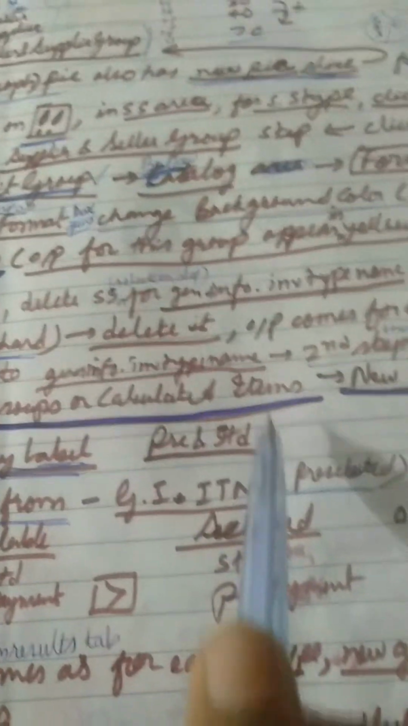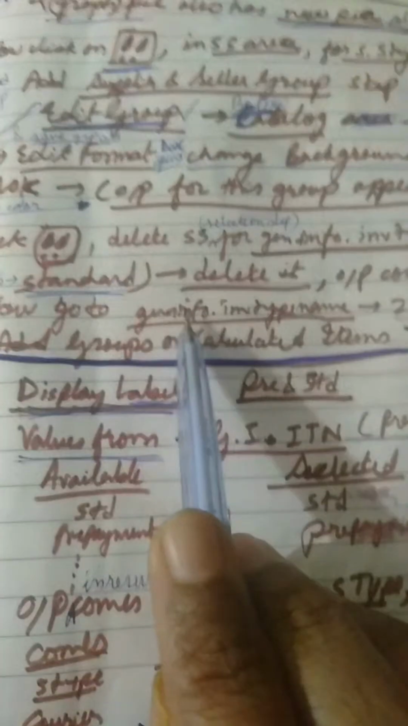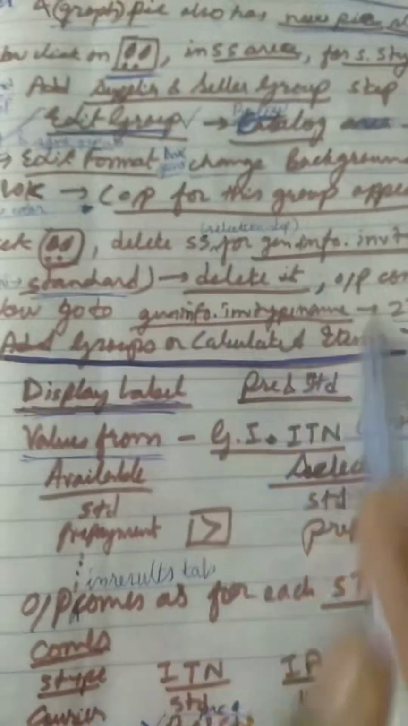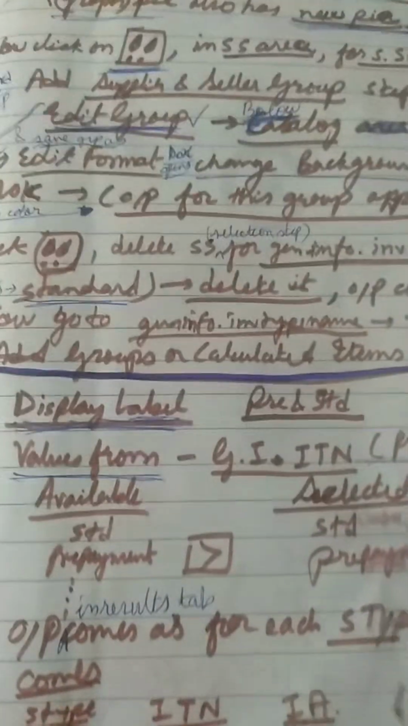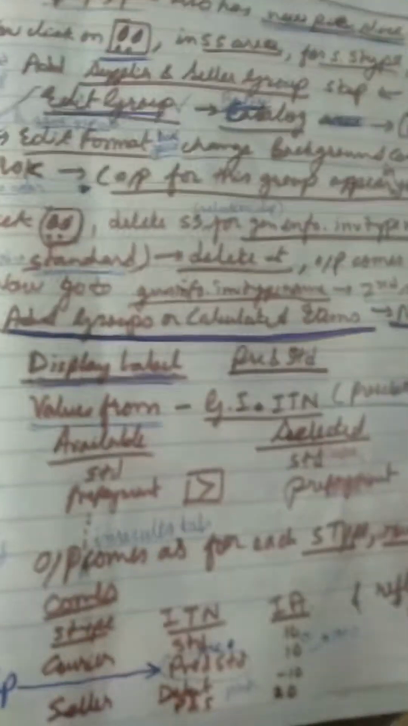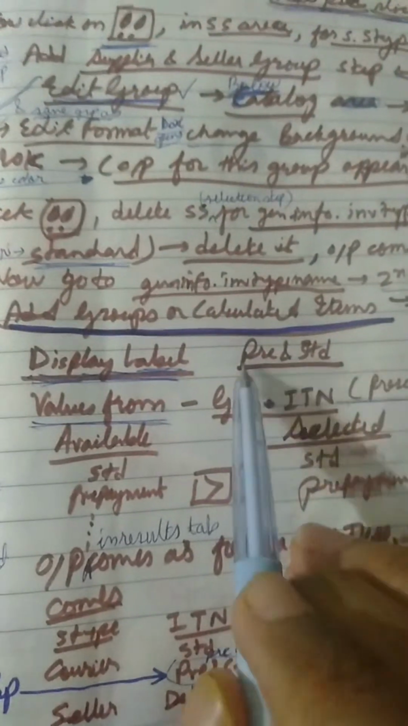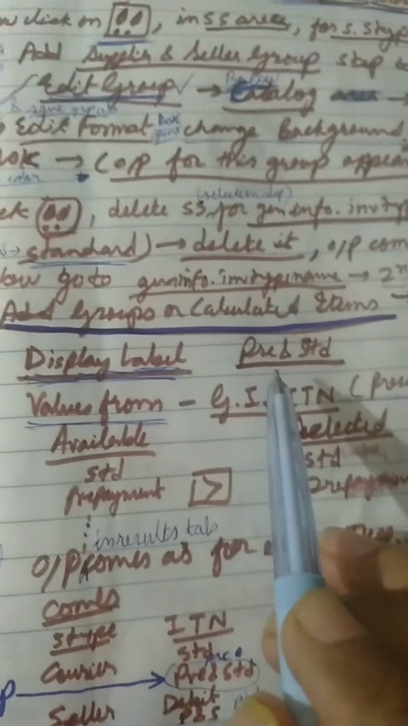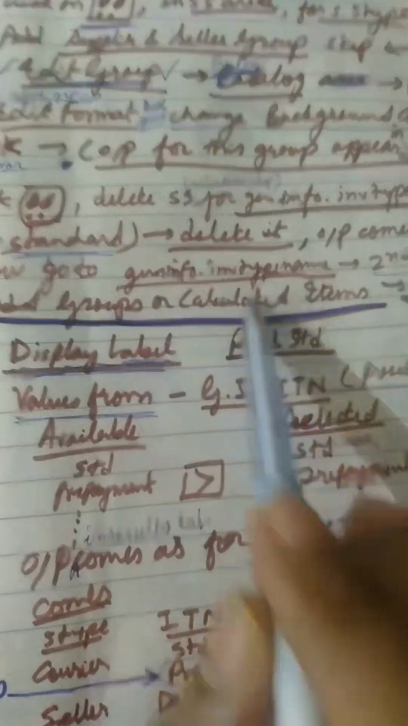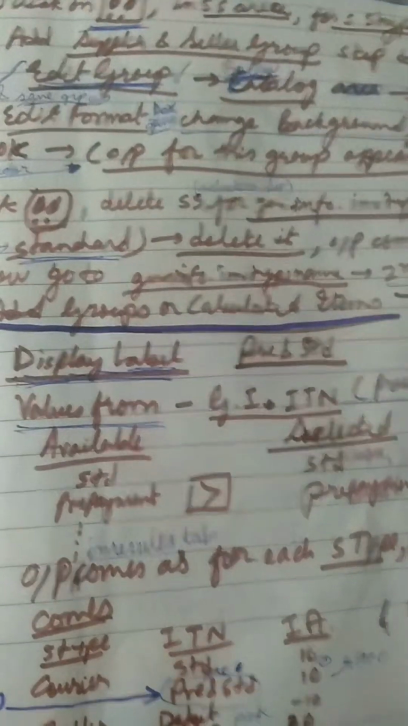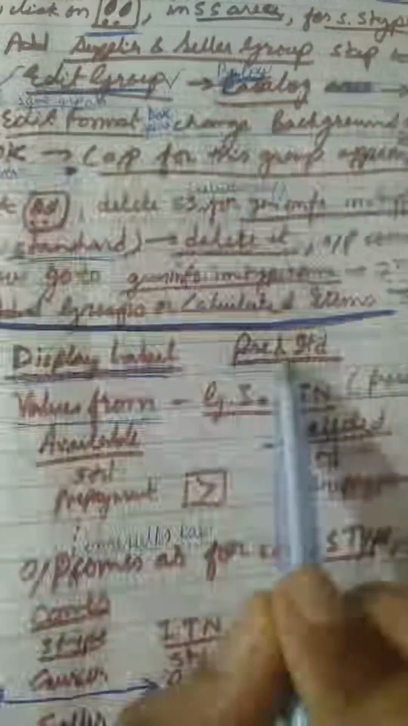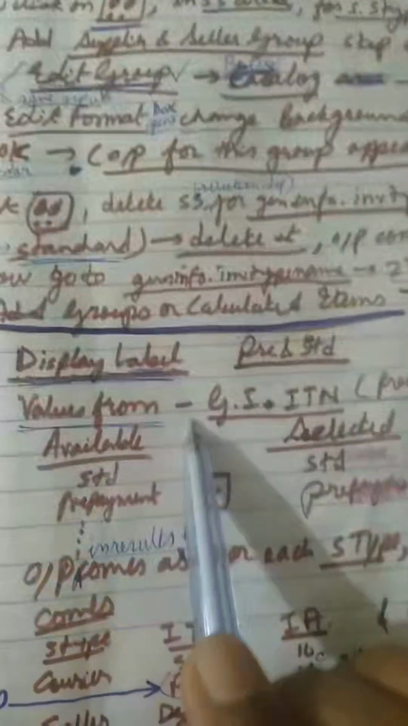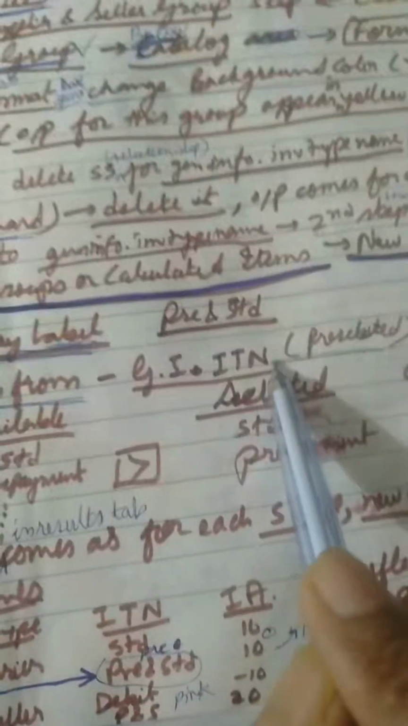Now in the second step, again I'll right click, I'll click on add for general information invoice type name. For this column invoice type name, I'll right click, I'll click on add groups or calculated items. So again we'll have a display label. This is pre and standard. These are my two types, prepayment and standard types of invoice type names. In shortcut I've given the name as pre and standard. Values from will automatically be pre-selected.